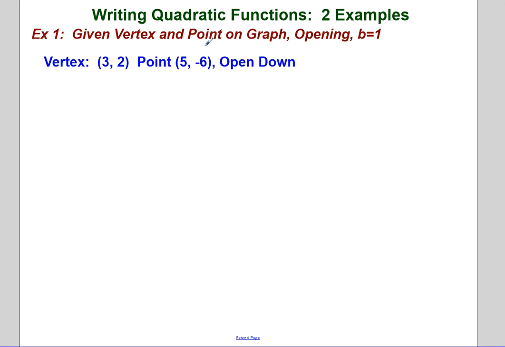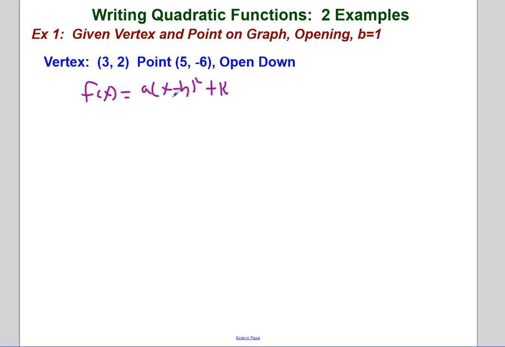Here's a couple of examples on writing equations, quadratic functions out of Unit 3. And the first one we're going to do is given a vertex, a point on the graph, opening down, and we're going to have b is equal to 1. So basically we're going to take a look at our function f of x is equal to a times (x minus h) squared plus k. And vertex form is the easiest one to work with.